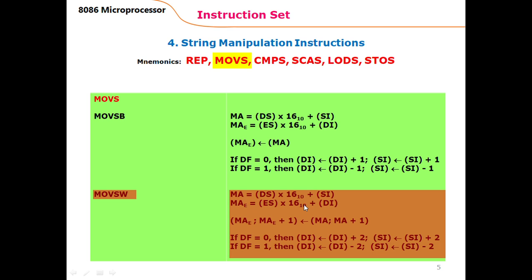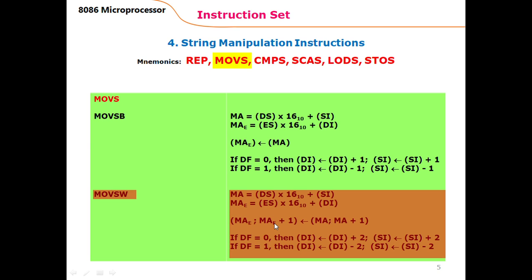And then the microprocessor would transfer the byte at the physical address MA to the physical address in the extra segment MAE, and the next byte would be transferred from MA plus 1, which is the next higher address of the physical address of the data segment, and that byte is moved to the next higher address in the extra segment, which is represented with MAE plus 1.